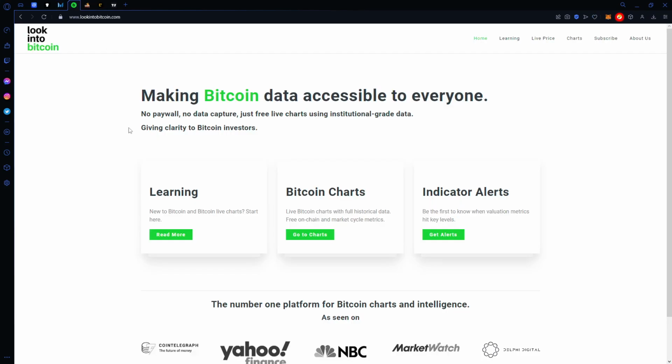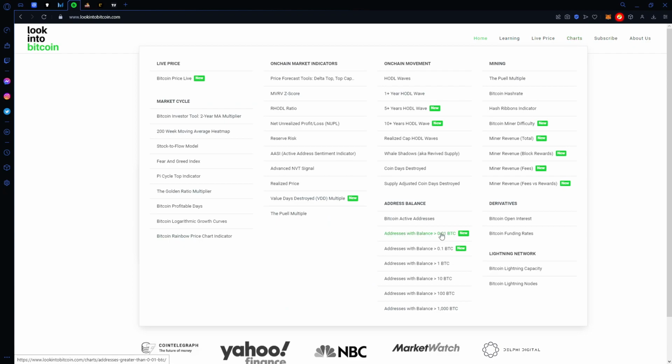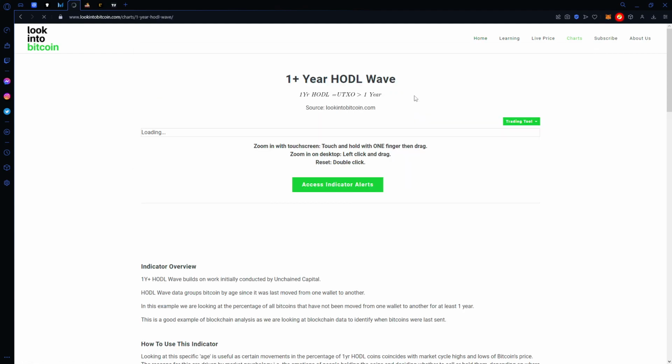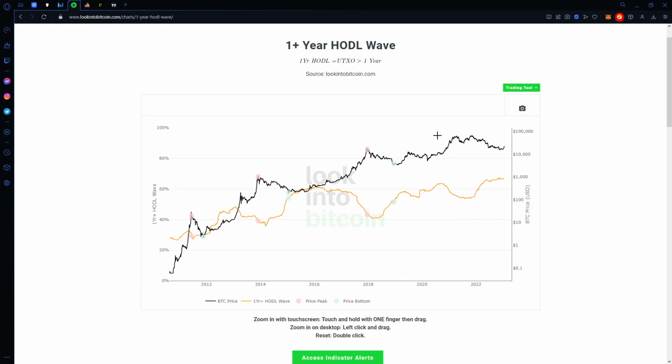This is one for on-chain metrics. I love, as y'all can tell, technical indicators. I love on-chain metrics, and this is the perfect place for them. If you hover over charts, you can view some special ones like the HODL wave. This is specifically good to know for where we're at in the cycle.